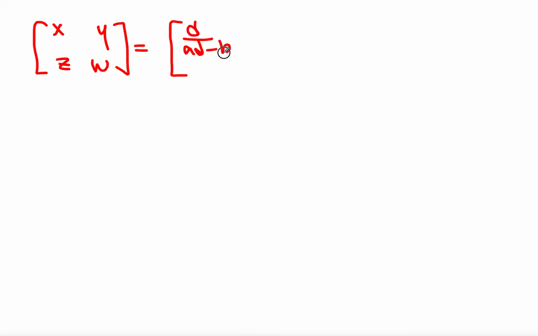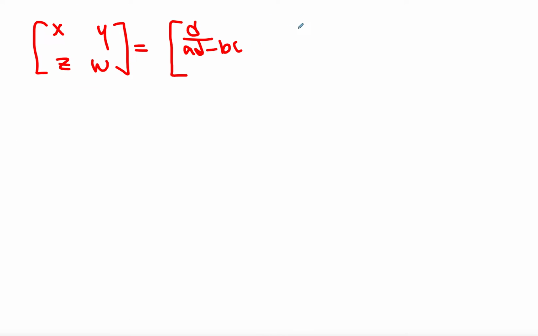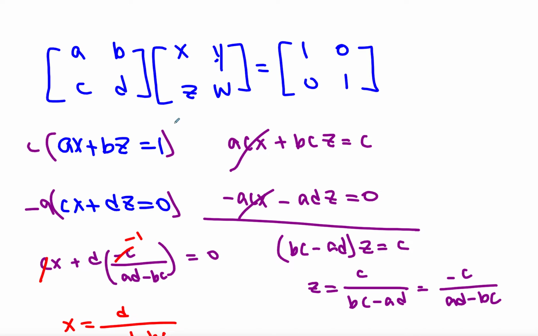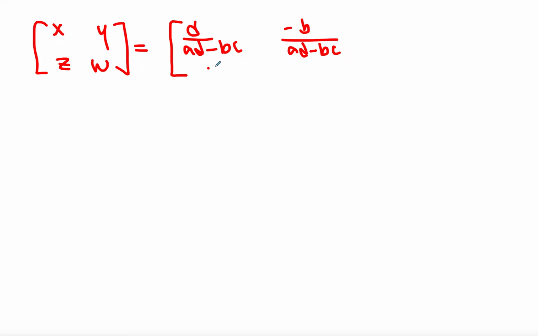AD minus BC. That was the x value. How about the y value? The y value was negative b, so negative b over AD minus BC. How about z? Z was negative c, so negative c over AD minus BC.